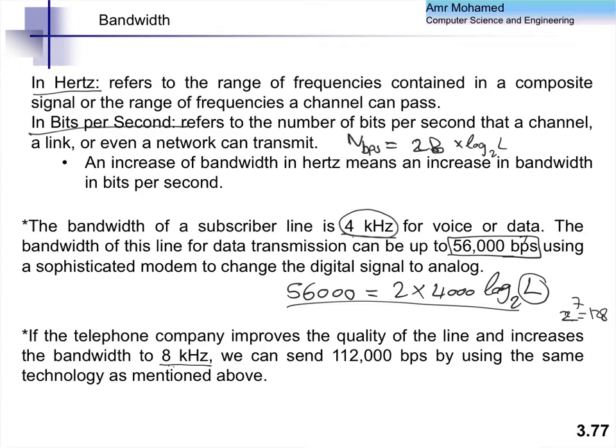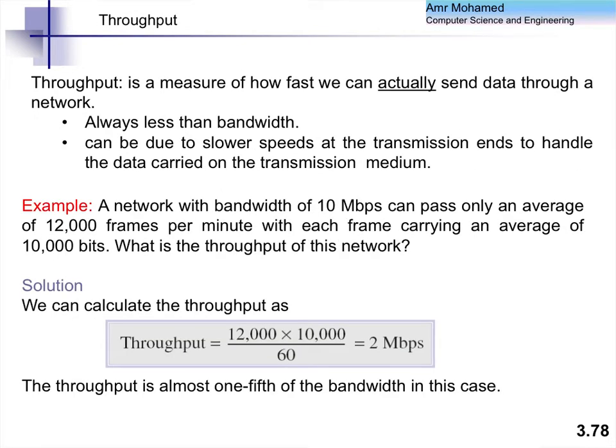So if the telephone company wants to improve the quality of the line and increase the bandwidth to 8 kilohertz, what would be the effect on the bandwidth in terms of data rates? If you double the bandwidth in terms of hertz, you double the data rate directly, because it's directly proportional. It's using the same technology, the same number of levels and everything. If you multiply the bandwidth, you multiply right away the data rate. So the data rate becomes 112 kilobits per second instead of 56. Okay, is that clear? Any questions? So that's the relationship between the bandwidth in terms of hertz and the bandwidth in terms of bits per second.